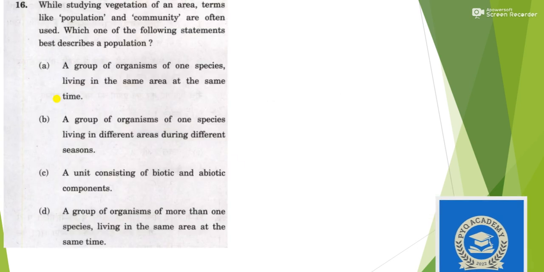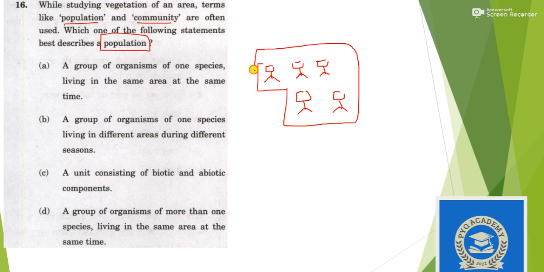Next question is, while studying vegetation of an area, the term population and community are often used. Which one of the following statements best describes population? It is asking about the definition of a population. So what is population? Suppose there is one individual, a second individual, a third, a fourth, a fifth individual. If you merge all these individuals, there is a single term for this. This is population.